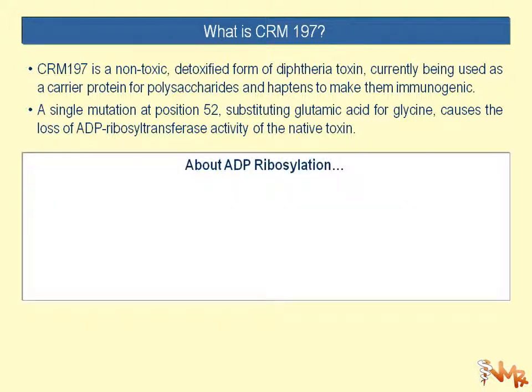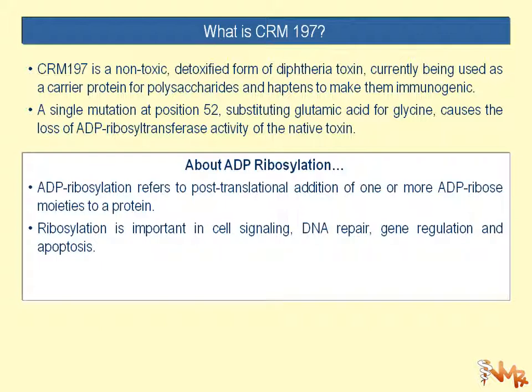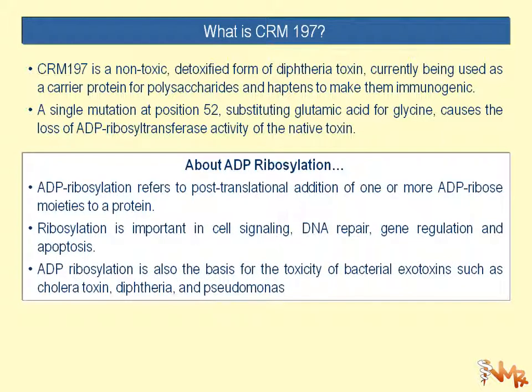It's a good idea for us to quickly review the concept of ADP ribosylation. ADP ribosylation refers to post-translational addition of one or more ADP ribose moieties to a protein. Ribosylation is important in cell signaling, DNA repair, gene regulation, and cell apoptosis. ADP ribosylation is also the basis for the toxicity of bacterial exotoxins such as cholera, diphtheria, and Pseudomonas.